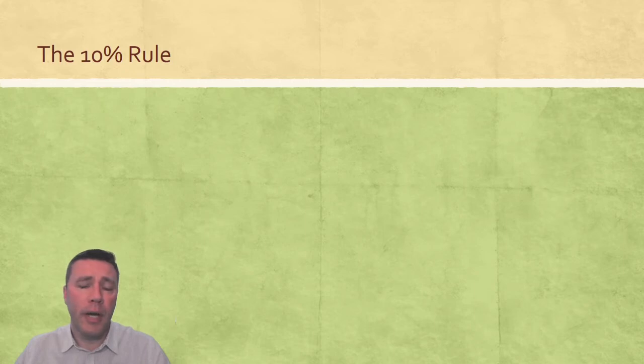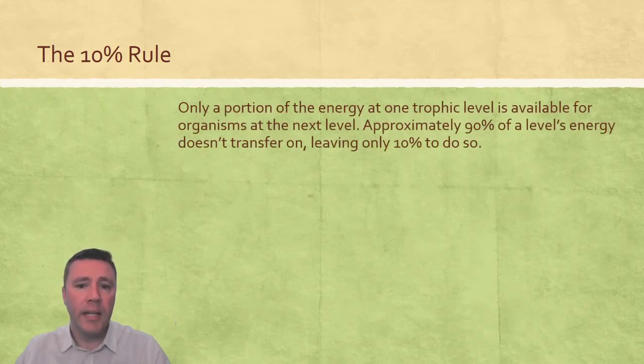Earlier in the video, I asked you to remember the number 10%. The reason why I did that is because only a portion of the energy that's available at one trophic level can be transferred on to the next trophic level. About 90% of the energy that's available at any given level is lost, and only 10% of that energy is transferred on.